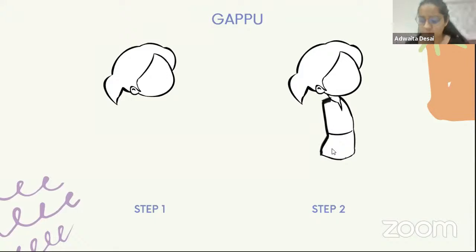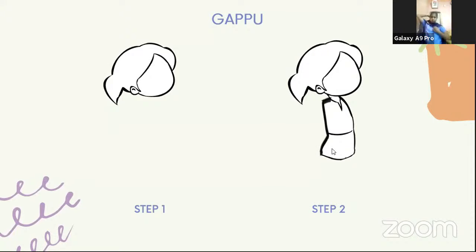First you will draw the face, then you will draw the pony. Slowly and steadily draw, everyone. Don't rush at all. I want to see beautiful Gappus and Bobos coming. First the face, then the hair, then the side.